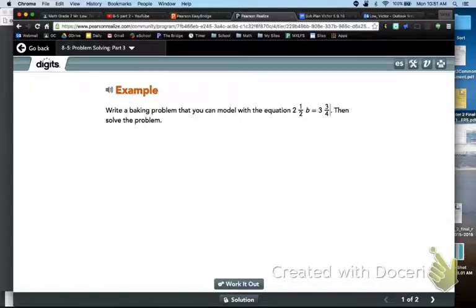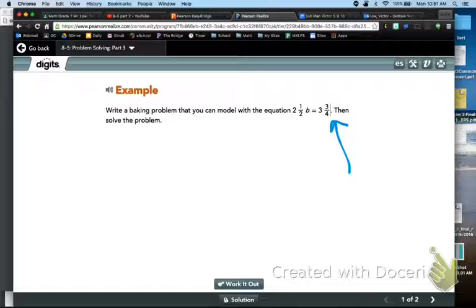Almost done. Part 3. Here, batter up. In your notes, make sure you're writing this stuff down. We have an equation when it comes down to it. I'm not sure why there's a line right there. Please ignore the line that's right there. But it should just be 2 1/2 b is equal to 3 3/4.